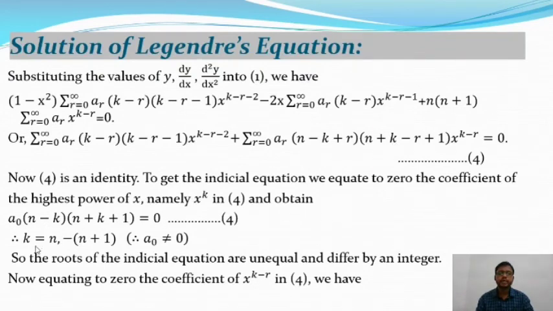and from this equation we will get the value of k, where a0 is not equal to 0, and the values of k are n and −(n + 1). So the roots of the indicial equation are unequal and differ by an integer. The roots are n and −(n + 1).